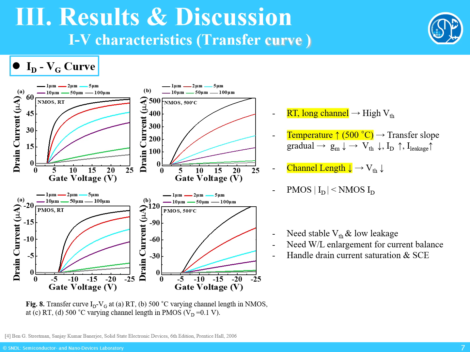If we compare NMOS and PMOS, the absolute drain current of a PMOS is clearly smaller than that of the NMOS. So, for CMOS design, we need a stable threshold voltage and low leakage. We need to enlarge the PMOS width for current balance, and we also need to manage drain current saturation under high temperature.